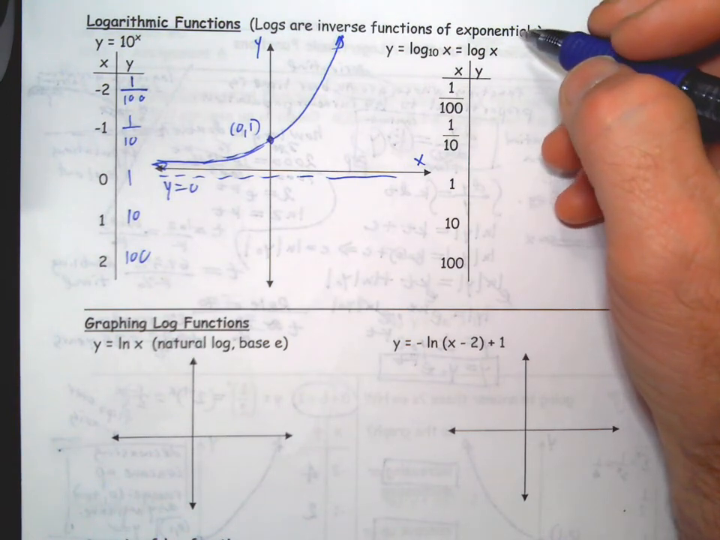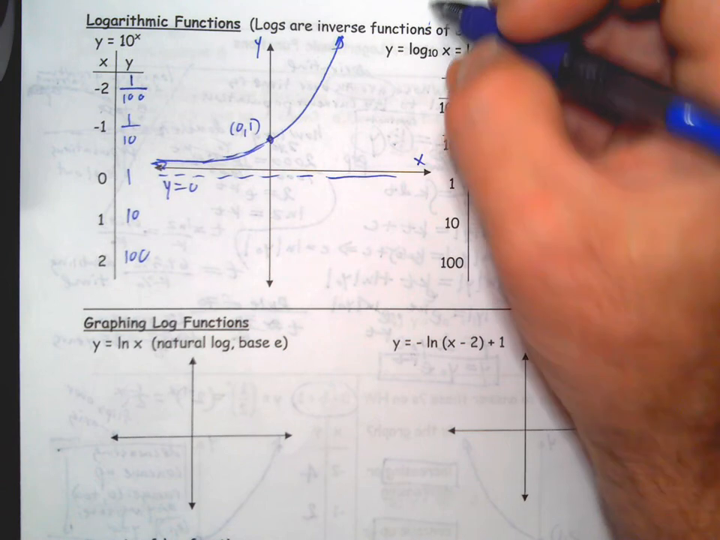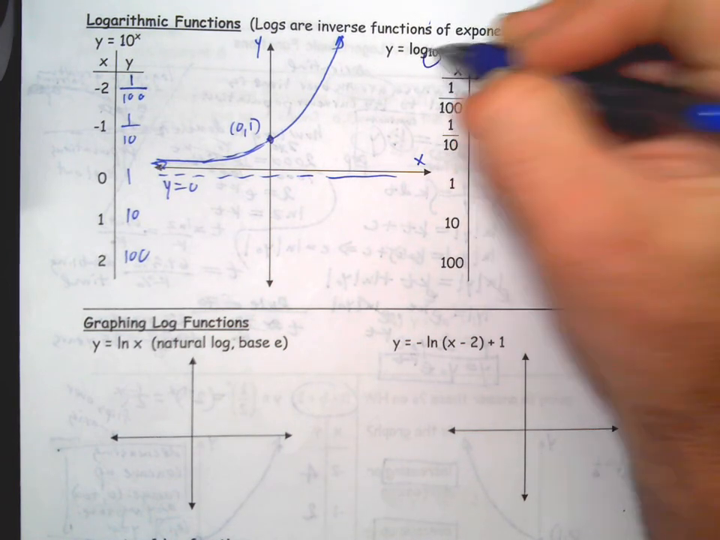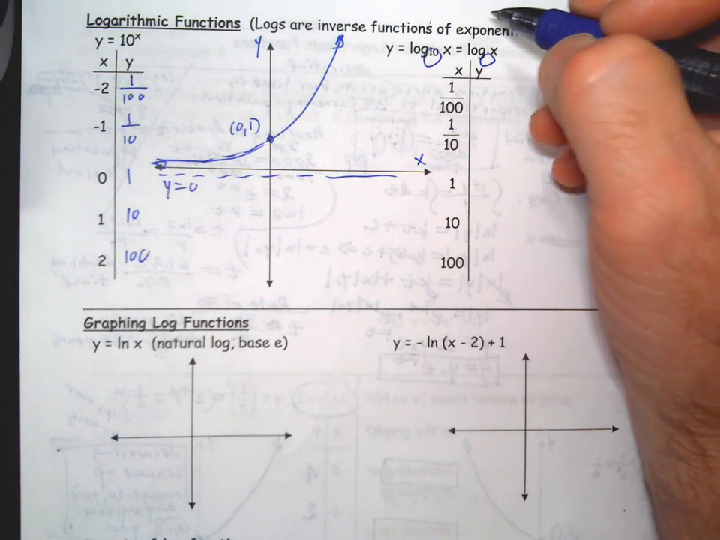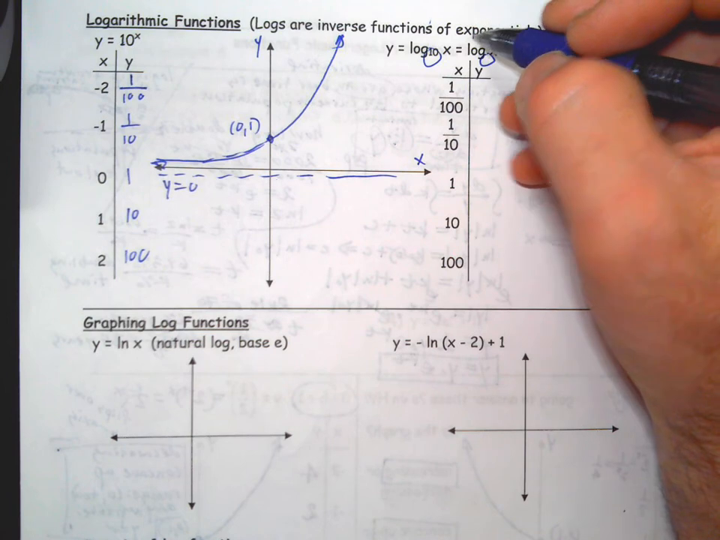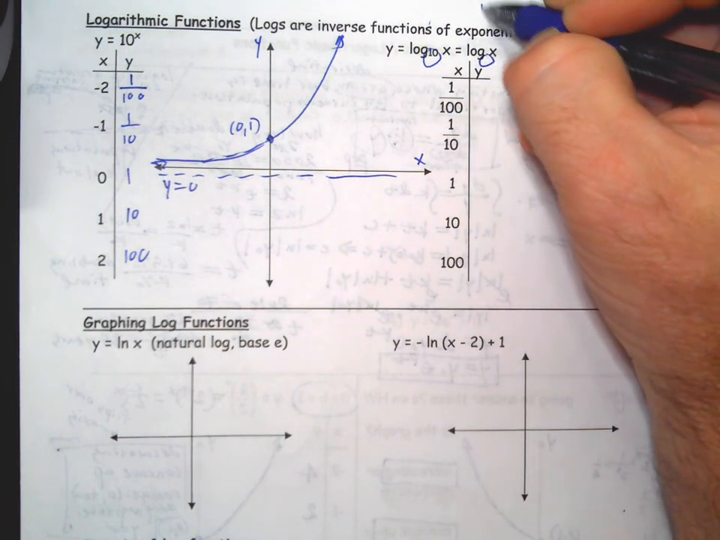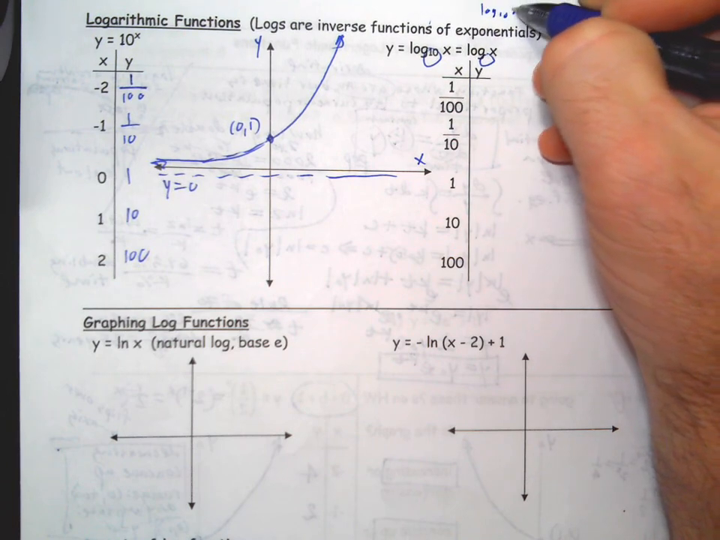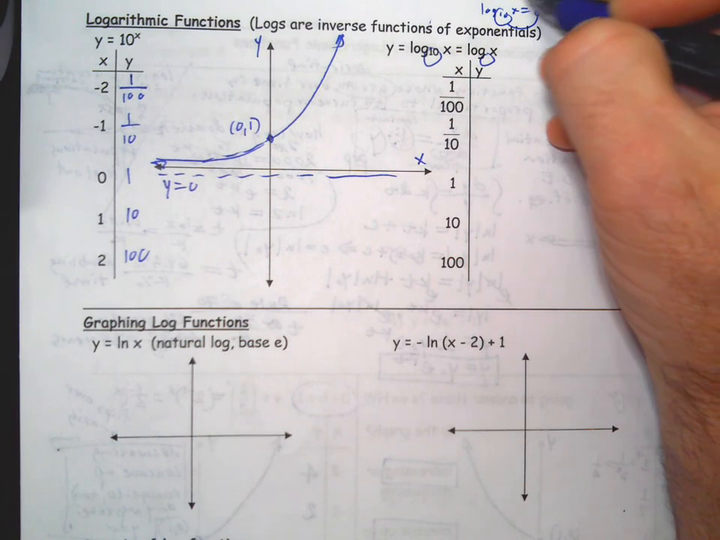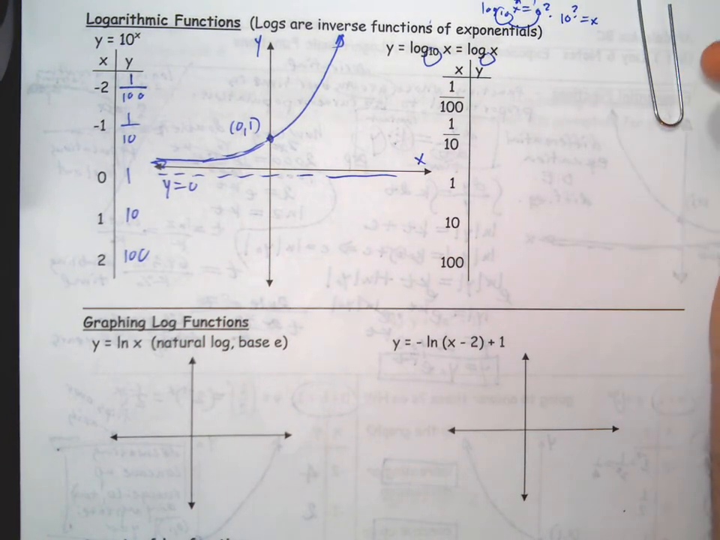Now, if we go the other way, now the way logs work is it's asking you. Now, if you don't see a base, that's base 10. That's called the common log because our number system is base 10, so it comes up a lot. It's handy. But when you see this log base 10 of x, it's asking you, what do you raise 10 to get x? 10 to what power equals what's inside?